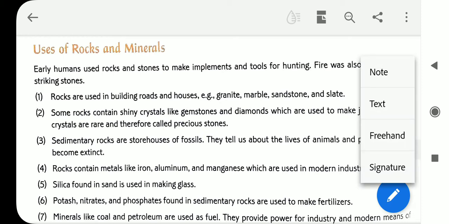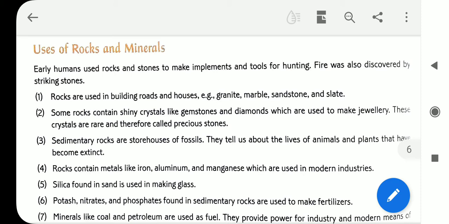Some rocks contain shiny crystals like gemstones and diamonds. These naturally have shine in their stones, which are used to make jewelry. These crystals are rare and therefore called precious stones. Rare means it is not found everywhere.